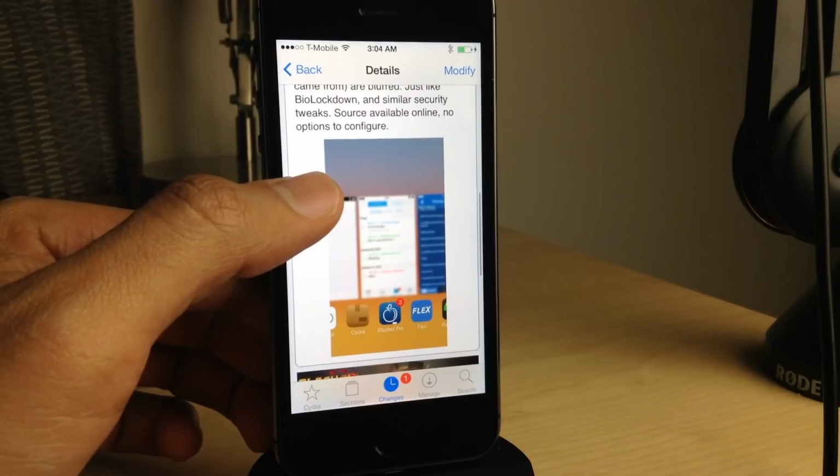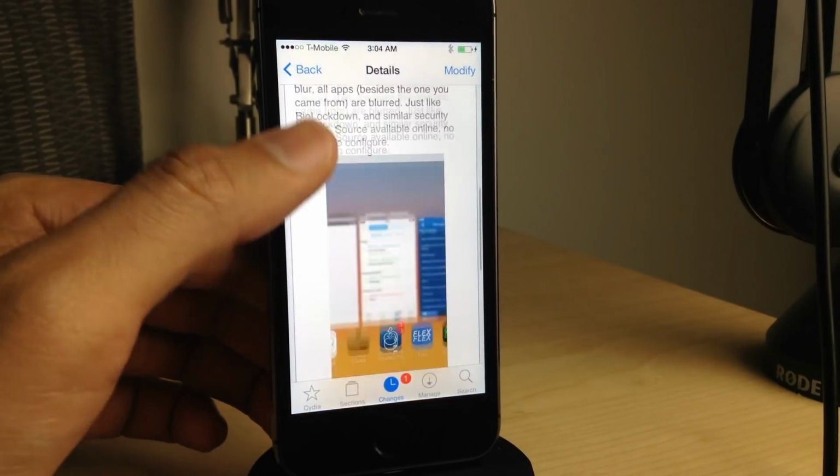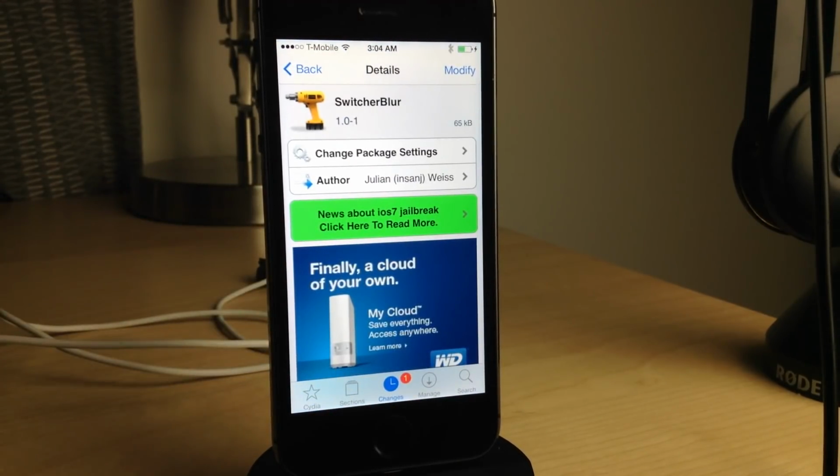There are no options or anything like that to configure. It is iOS 7 only. It's SwitcherBlur and available free on Cydia's BigBoss Repo.